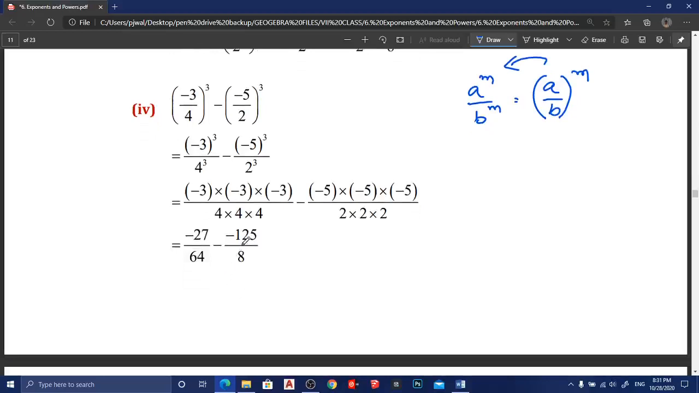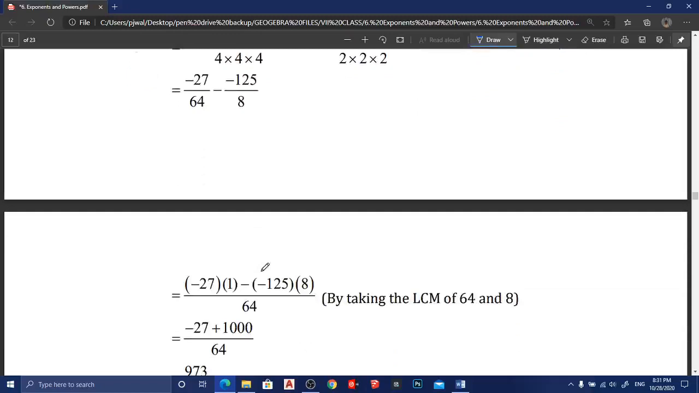Okay, you are subtracting a fraction from the fraction. Subtraction means what you have to do? What is the first step? You have to take the LCM of the denominators. What is the LCM of 64 and 8? 64 only. If you take the LCM for this, you will get 64 only, because this is a multiple of this. 8 8s are 64. So you can take the bigger number as the LCM, 64 only.